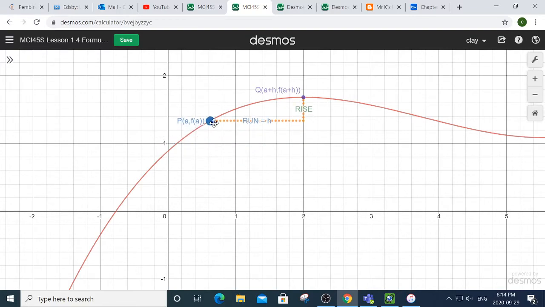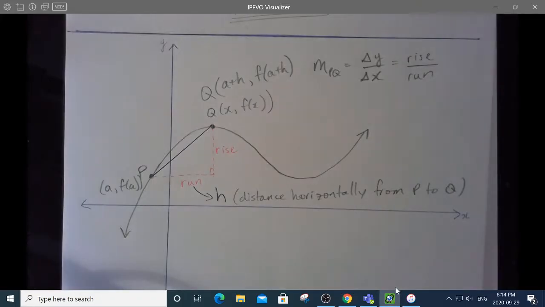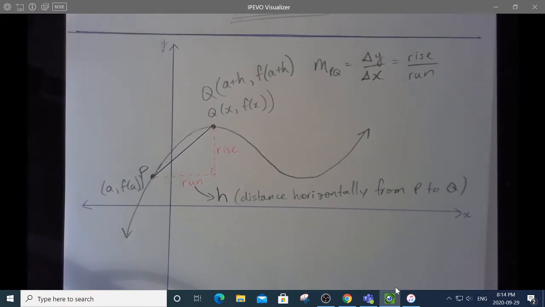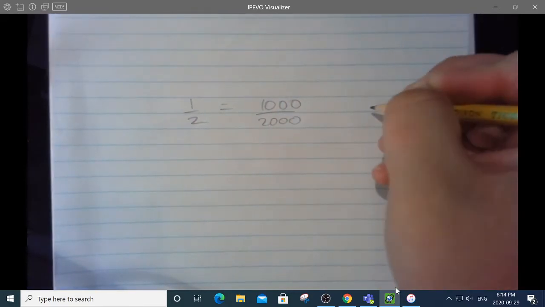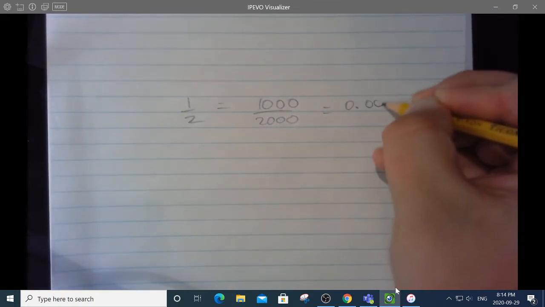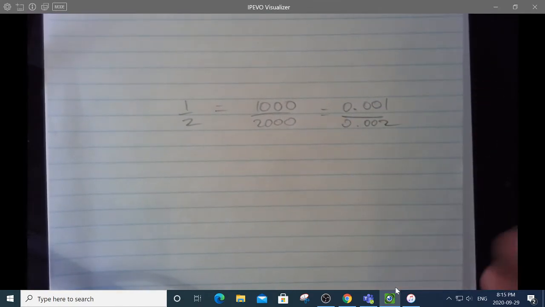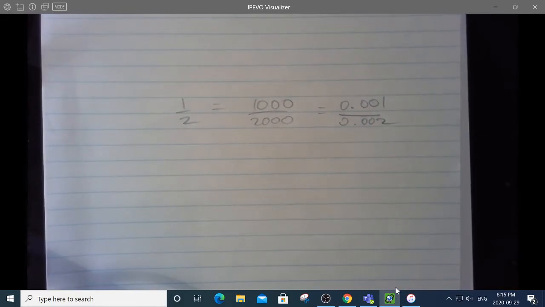isn't becoming 0, but it is shrinking. Remember that shrinking numbers for those distances doesn't necessarily mean a shrinking answer. Just on scrap paper, to illustrate that point, keep in mind that the number 1 over 2 is the exact same number as 1,000 over 2,000, or 0.001 over 0.002.